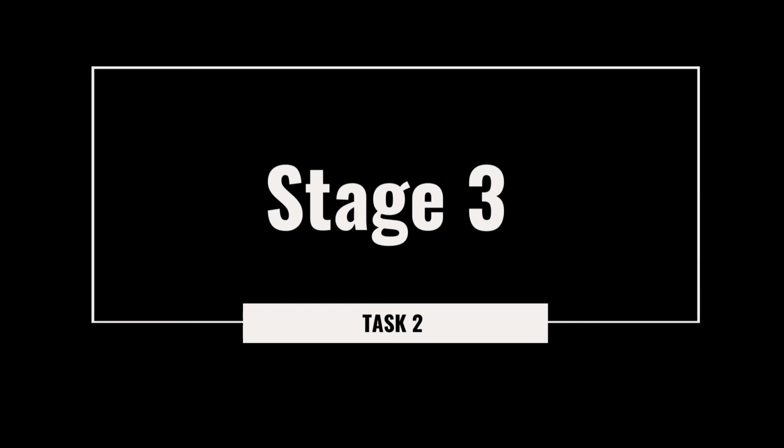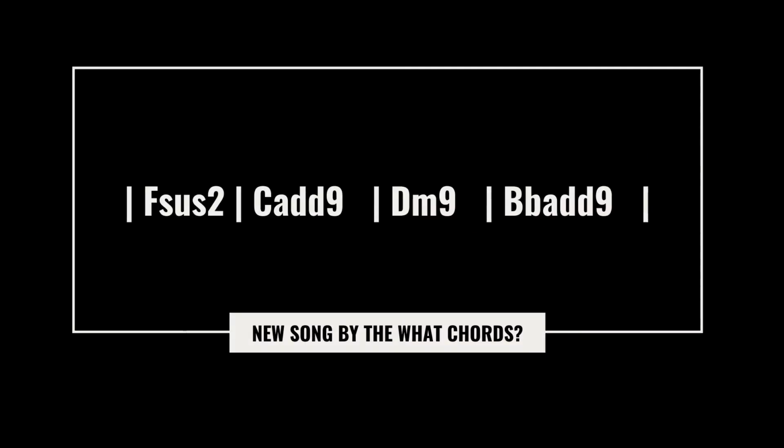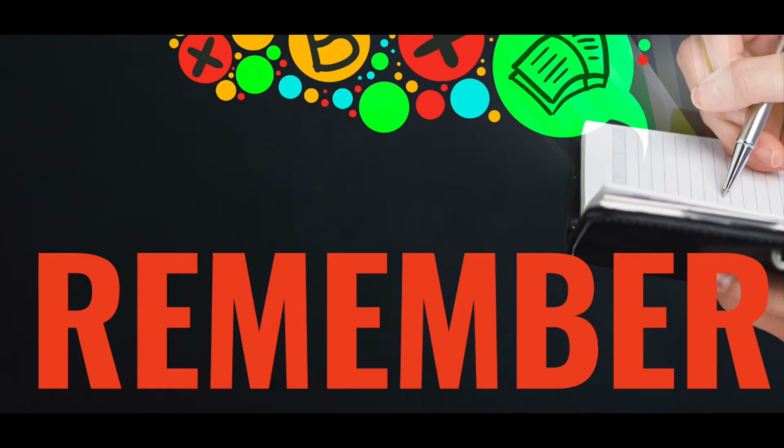Let's do the same thing but on the A string, but this time with a different chord progression. F sus2, C add 9, D minor 9, B flat add 9. Remember, we just need to pick out the root notes, F, C, D, B flat.